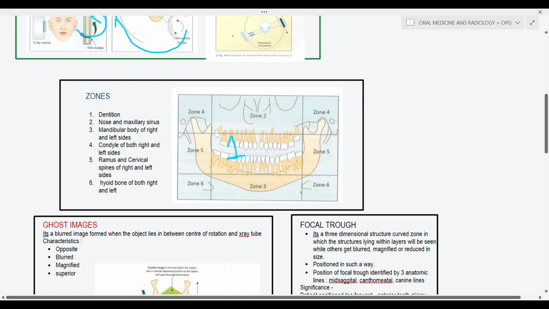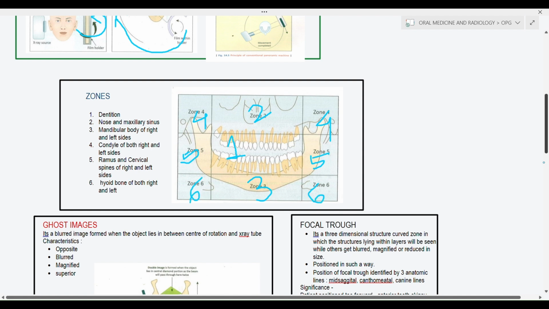Fourth one is the condyle of both right and left side. So here you can see the condyle of both right and left side. Fifth one, ramus and cervical spine of right and left side. Sixth one, hyoid of both right and left side. Okay, I hope you are clear with all the zones. This is zone 1, 2, 3, 4. So zone 4 on both sides, 5, and here also 5. Here zone 6. Okay, I hope you are clear with the zones.